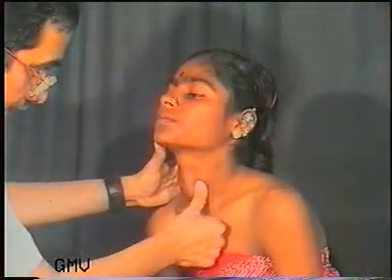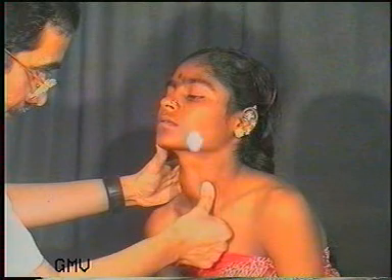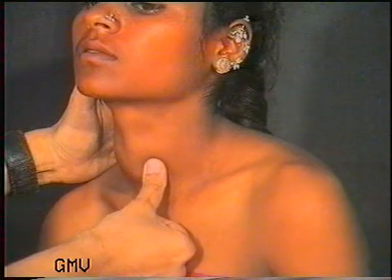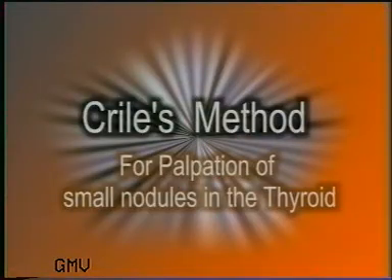Next, with the patient in the same position, keep a thumb over the lobe to be examined and ask the patient to swallow. Feel for small nodules on the surface as the gland moves up and down. This is Kocher's method of palpation for small nodules.